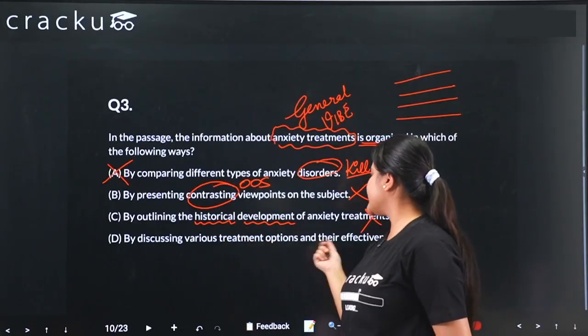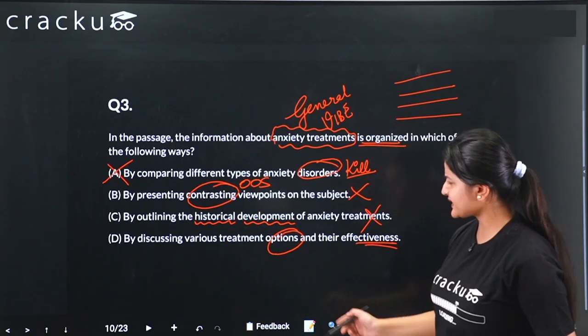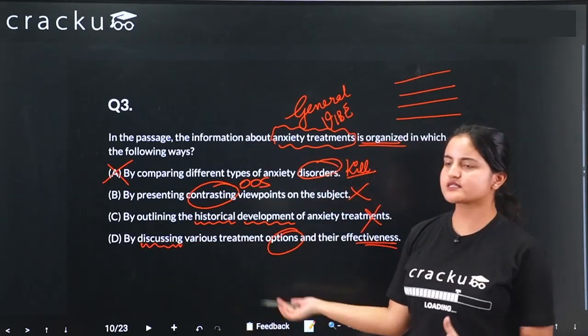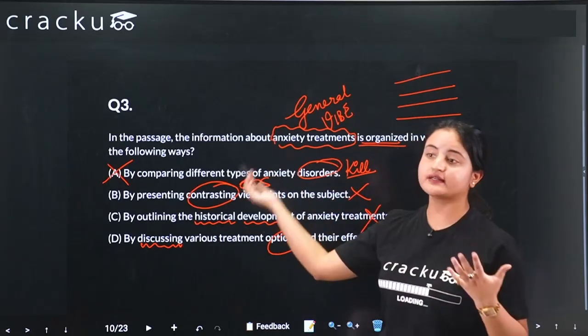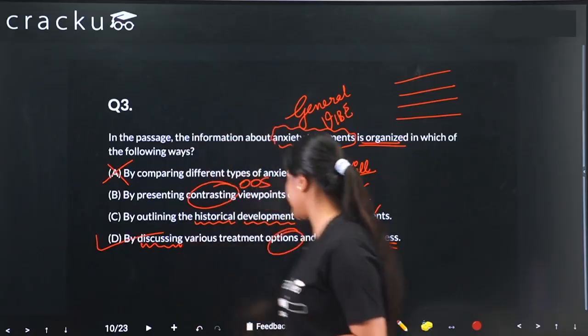By discussing various treatment options and their effectiveness. Now this seems right, that he is basically listing out and discussing that this is a treatment option, this is how it is, and this is how effective it can be, this is how it can help. Simple and sober, T is right.